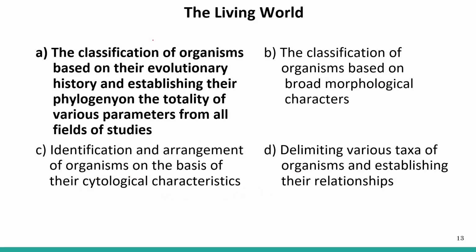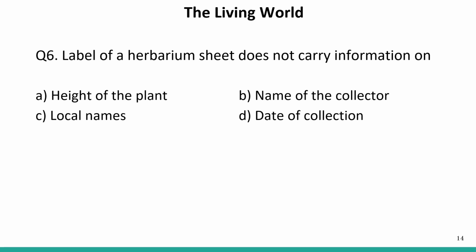So what should be the answer? Biosystematics refers to this, option A. Classification of organisms based on their evolutionary history. Alright, now let's move on to the next question.